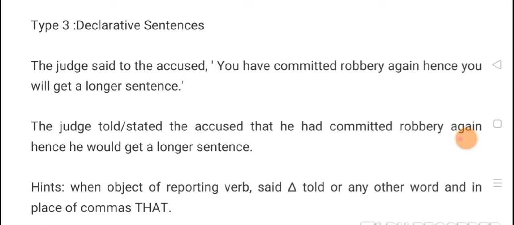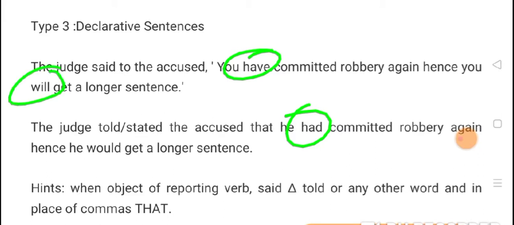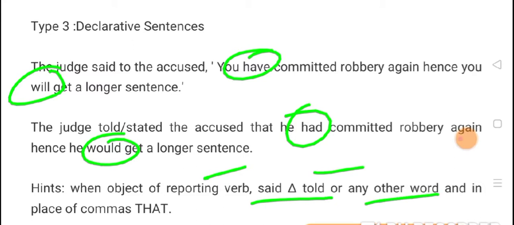So first rule is that has, have will be changed into had. Again you can see will be changed into would. Got the point? Has, have will be changed into had and will into would. Hence, the reporting verb said will be changed into told or any other word, and in place of comma, that.